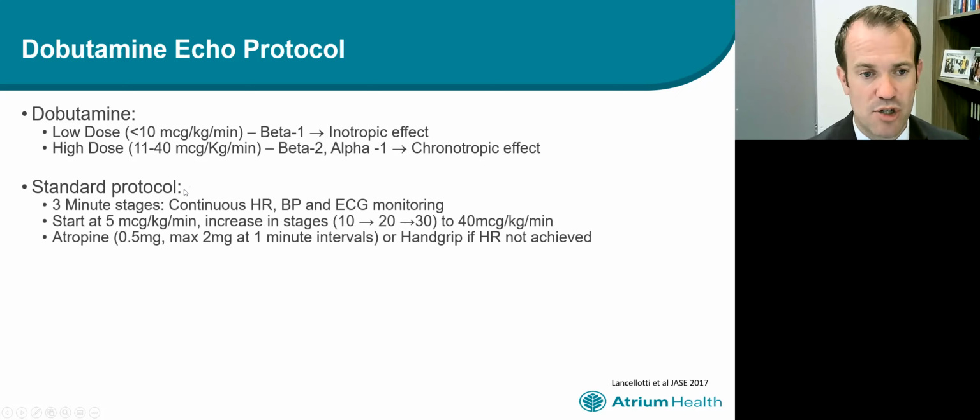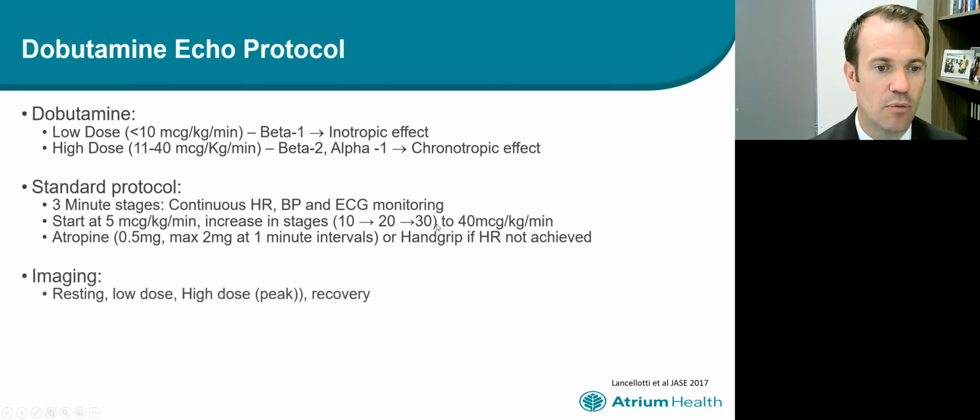the blood pressure. We usually will start at about 5 micrograms per kilogram per minute, and we increase in stages, usually 10, 20, 30, up to 40 micrograms per kg per minute. We can use atropine to try and increase the heart rate, or hand grip. It is often a good idea to begin the atropine at about 20 or 30 micrograms if you feel that you're probably not going to get heart rate with dobutamine alone.